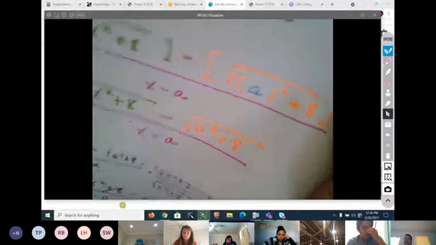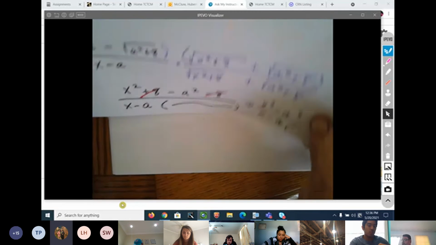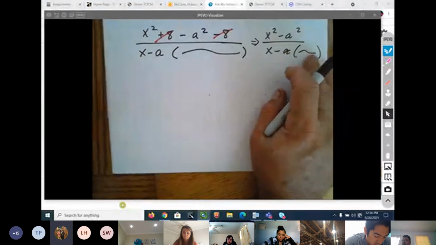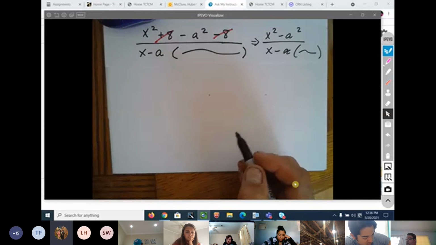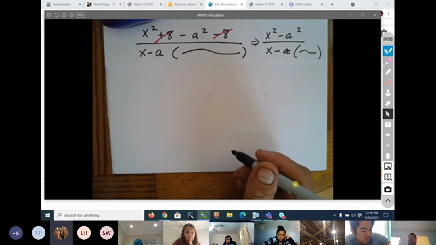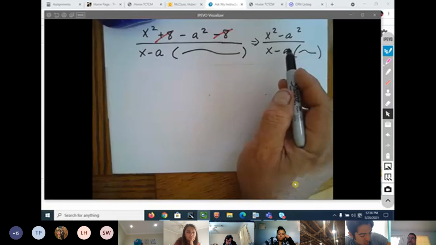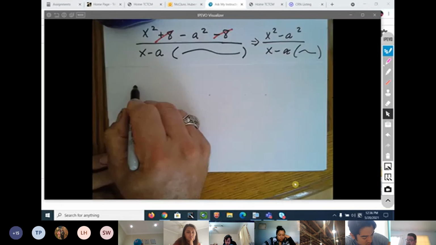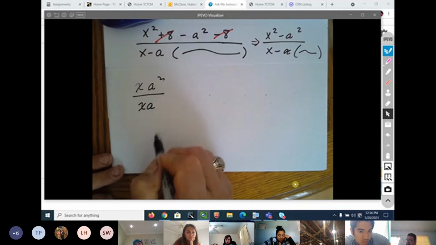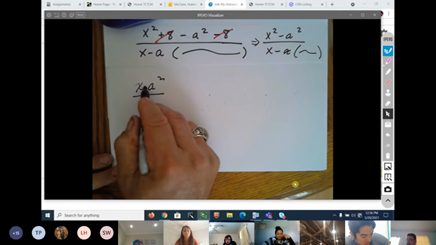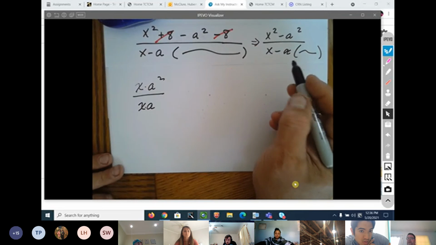Hubert, yes? Even if you don't use shortcut 3, can you still just cancel the X and the A? No, you can't do that because it's got a subtraction symbol in the middle of it. Who asked that question? Mr. Lowry? Yes, that is a common thing that students think you can do. You can do this: XA squared over XA. Now you can cancel that because it's multiplication. But when you have a subtraction or addition symbol, it's a totally different animal.